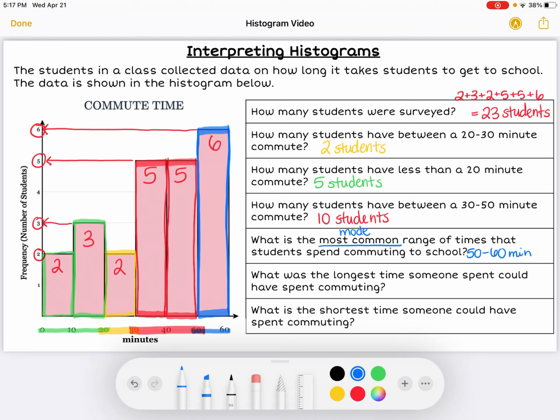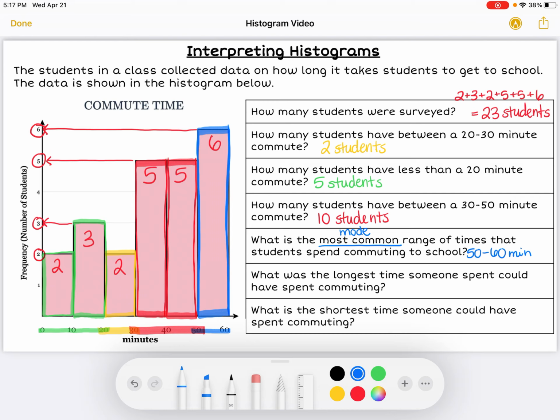It's important to notice that it's not asking us to find the most common time, because we wouldn't have an answer for that, because we don't know exactly what the times are. We just know the ranges that they fall into. We just know that the most students have between a 50 and 60-minute commute. We don't know what the actual most common time is, because we don't know exactly what each time is in between 50 and 60 that students have.